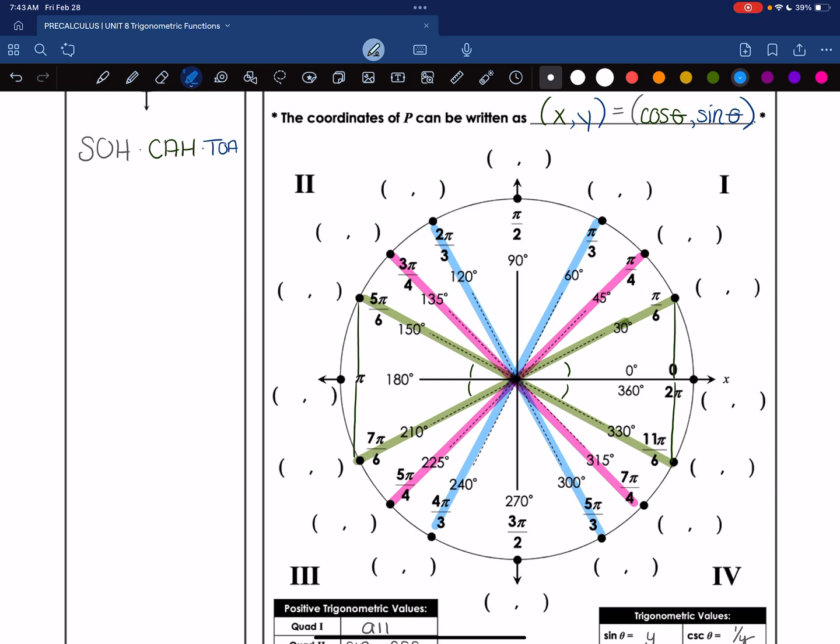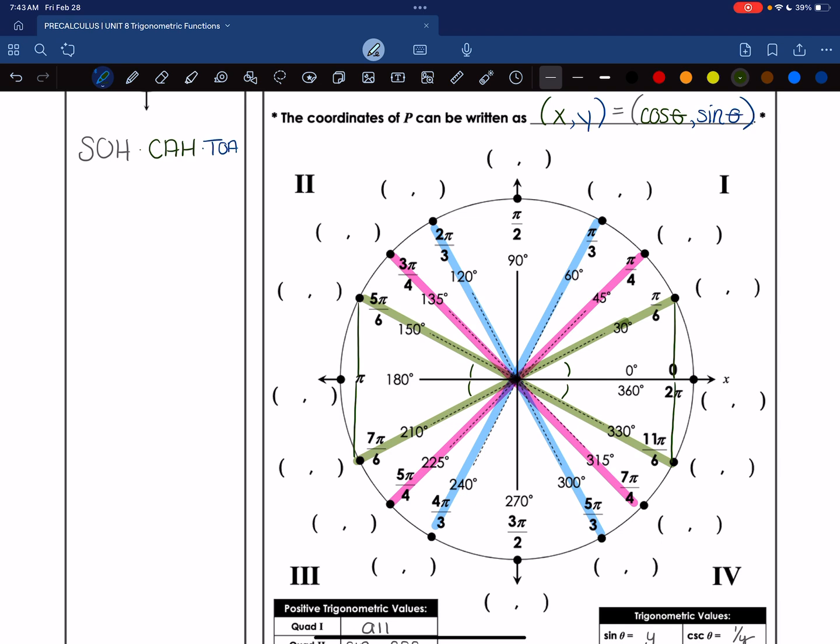So why do I emphasize this? Because we can find sine and cosine of our special angles. And because we can find sine and cosine of our special angles, we can find sine and cosine for all of these angles because they share the same reference angle.